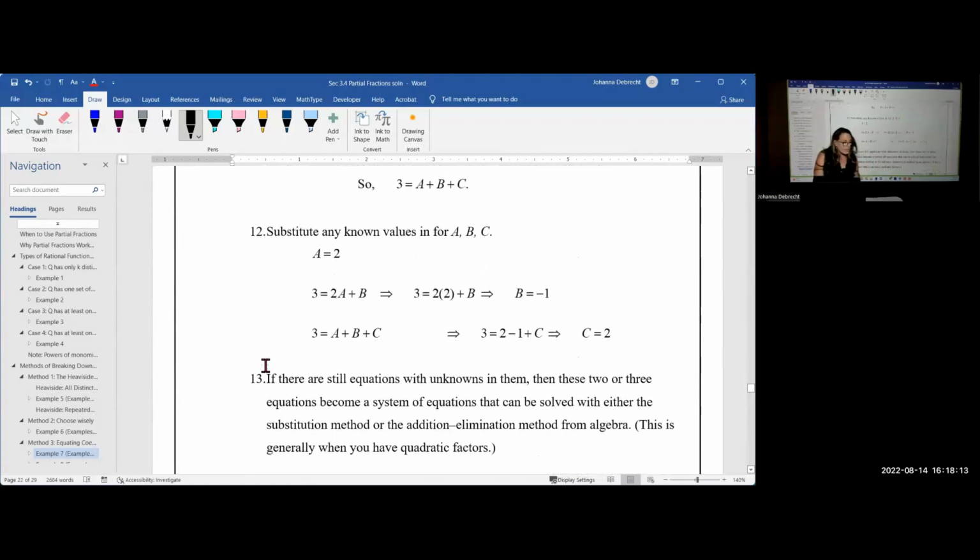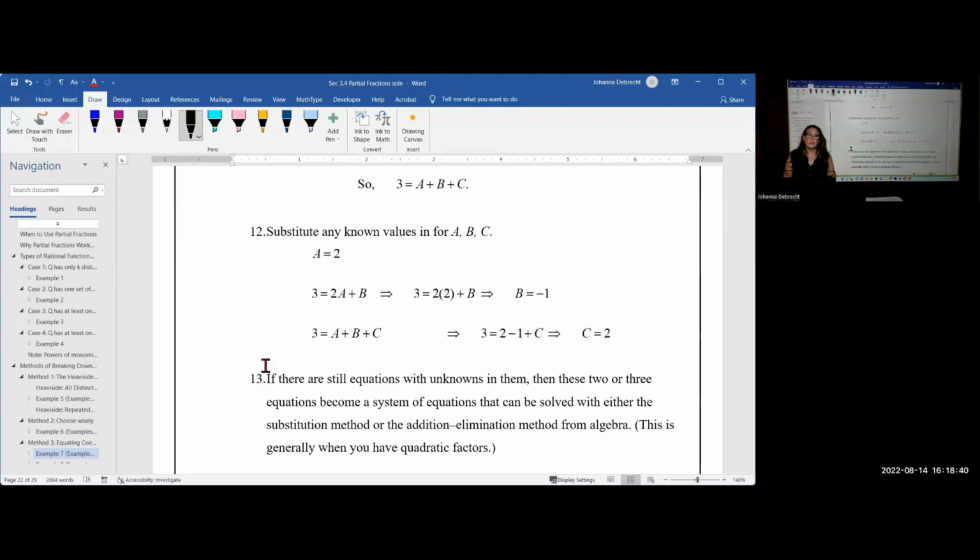Here are our 3 equations. A equals 2, 3 equals 2a plus b, and 3 equals a plus b plus c. Then we're going to substitute for any known value. So if A is 2, I can substitute it in the second equation. And that gives me 3 equals 4 plus b, so b is -1. So now I know A and B. I can substitute those in the third equation, and I can get that c is equal to 2, right?